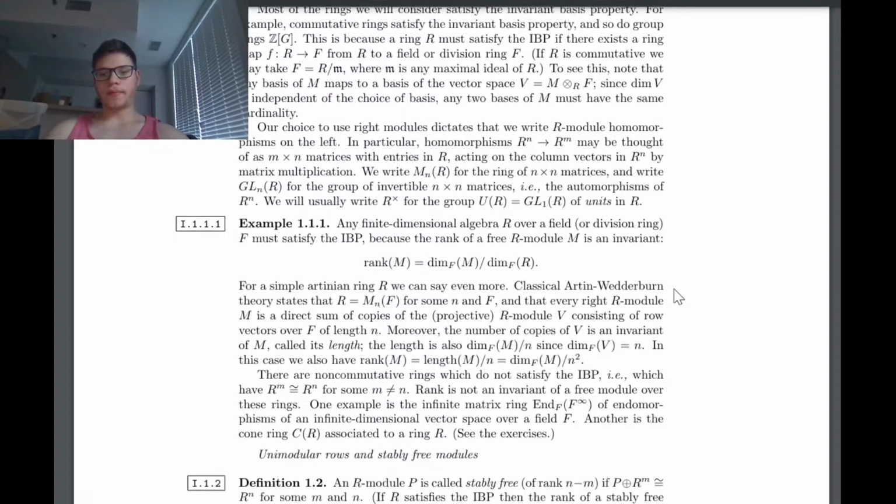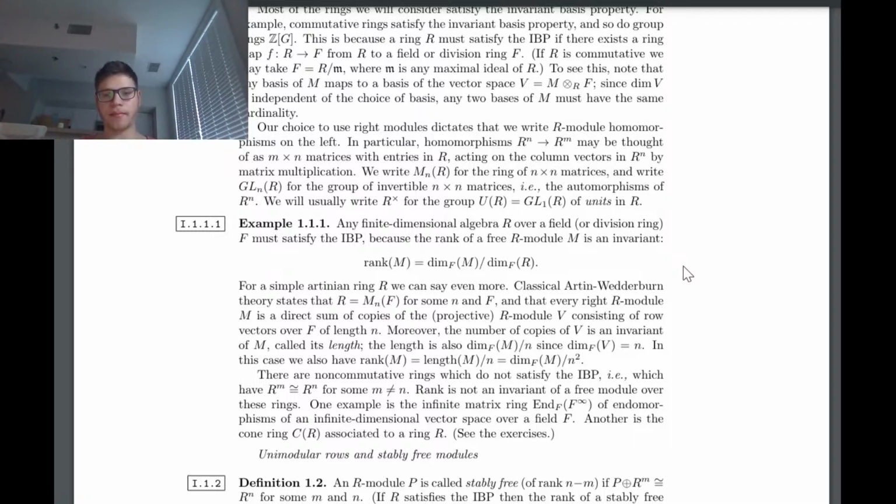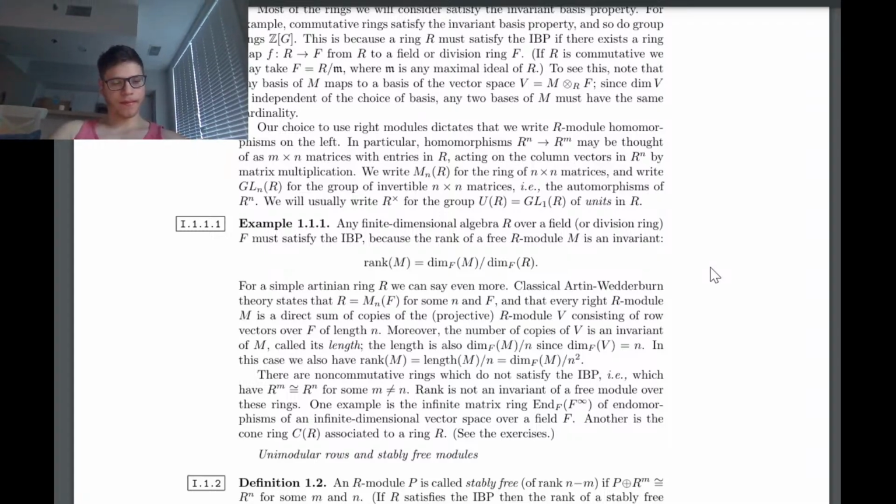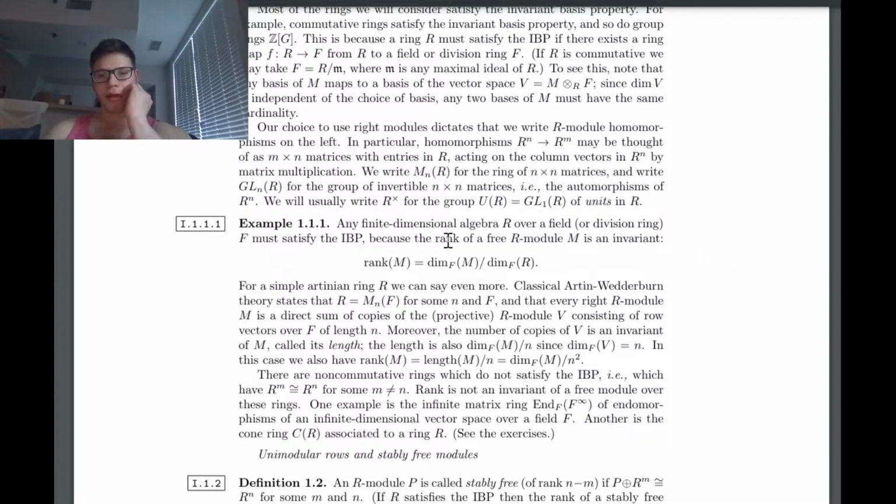So if we have a free R module, then we have some sort of basis for M over R, and then I can do the usual thing you do with tensor products, where I have a basis of R over F, and I can take all the products and I'll get a basis of M over F, which is going to be of the dimension of M over F, which when I divide by the dimension of R, I'm going to get the rank.